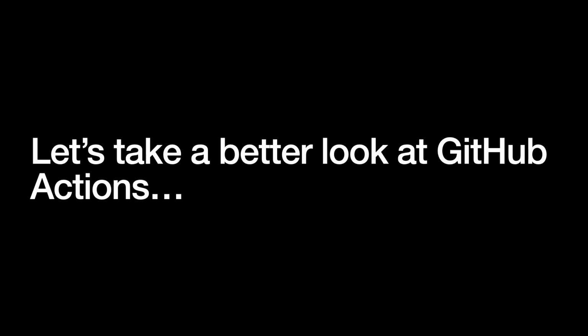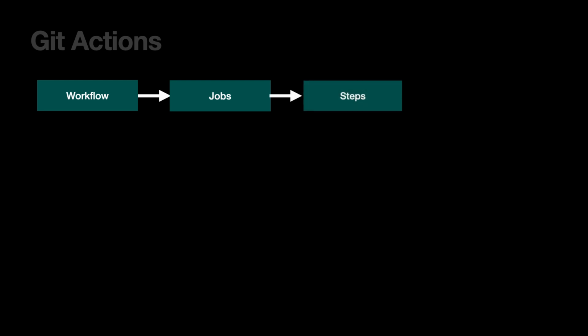So let's take a better look at GitHub Actions. GitHub Actions essentially has to do with workflows. Remember, we defined it as a tool that automates software workflows. So it's essentially about workflows. And in this workflow, we have jobs that can be executed. The execution of these jobs is defined by certain steps.